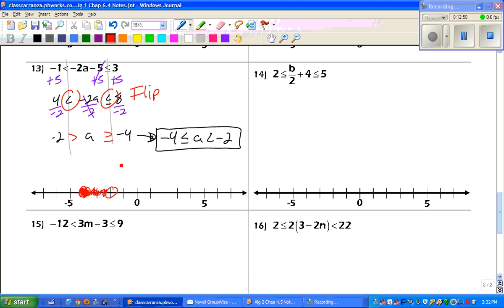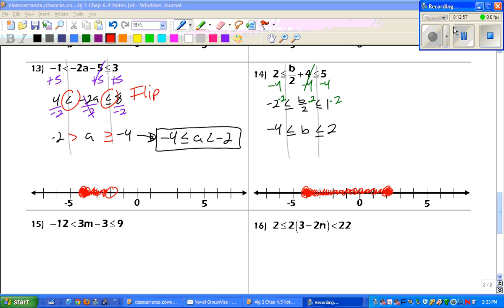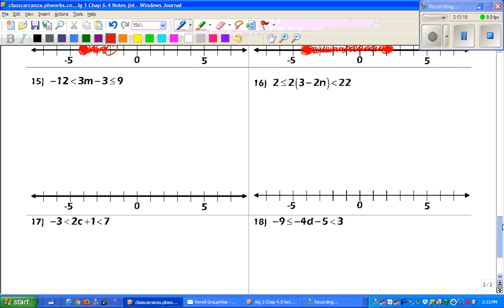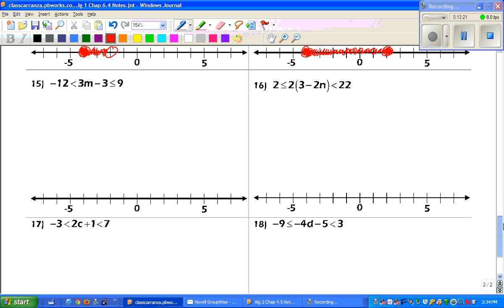All right, number 14, go ahead on your own. Pause the video, please. Okay, so first you subtract the 4 from both sides. Multiply everything by 2. We multiplied by a positive number, so we do not flip the signs. So once we get to this point right here, that's our answer, and then we can go straight into the graph.